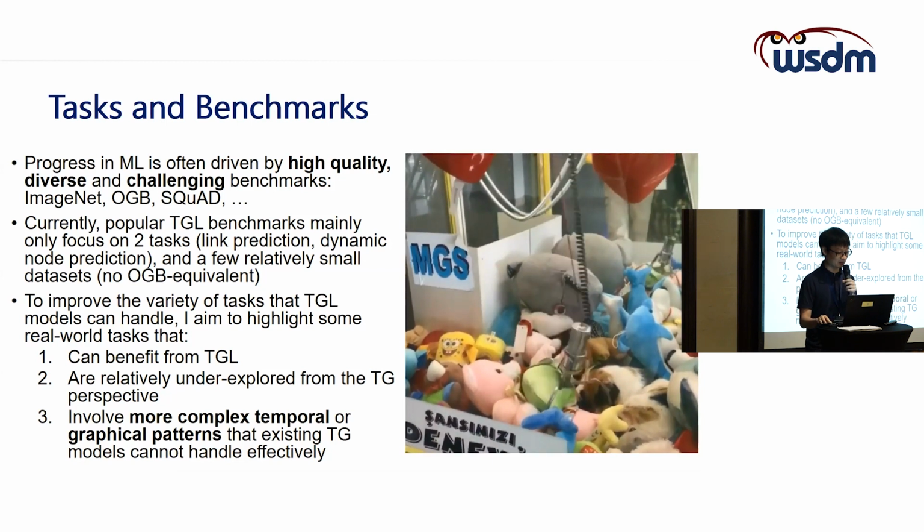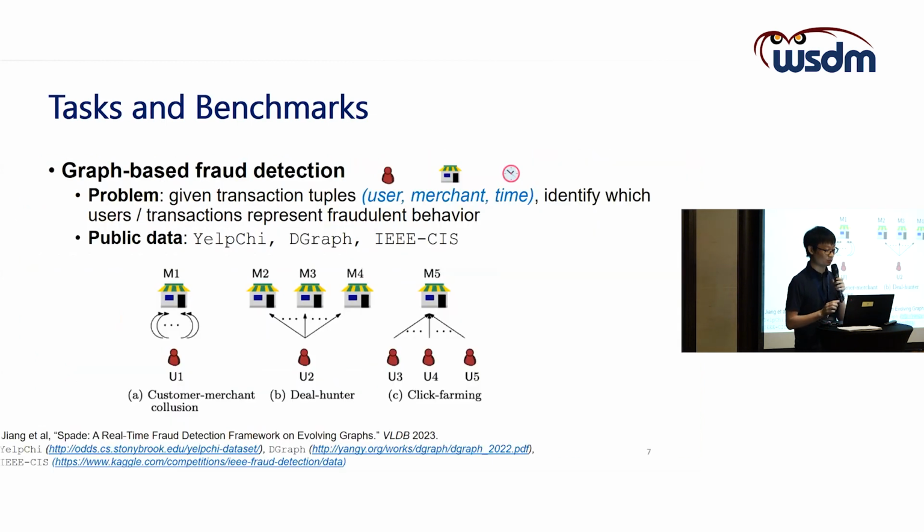Okay, so next I'll talk about what kind of actual benchmarks we have looked at, in terms of real world tasks. The first application is graph-based fraud detection. I'll just introduce how the problem works. The input to the problem is that we are given these transaction tuples, of the form user, merchant, and time. This merchant here can be different things. It can be items, products, and so on. But given this type of tuples, our goal is to identify which users as well as which transactions represent fraudulent behaviors.